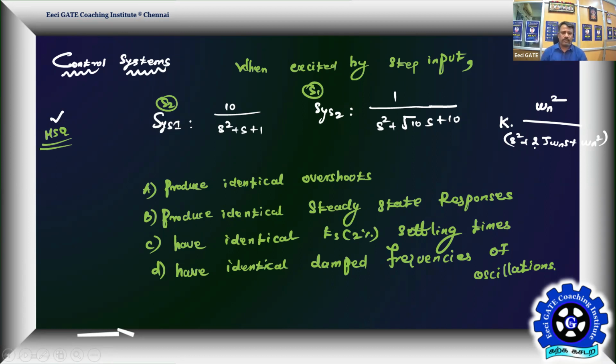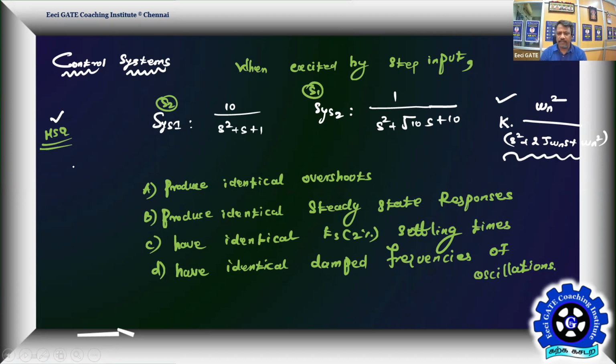Now what is given is that the systems are excited by a step input. Two systems are given. System 1 is 10 by s square plus s plus 1. The second system is 1 by s square plus root 10 s plus 10. And they have different omega n. So you have to compare with the standard model.